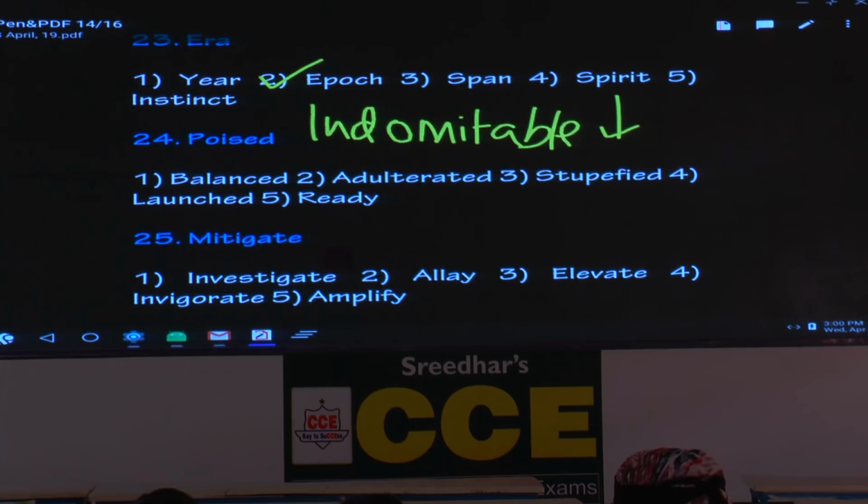Ready. So the sentence says the banking sector is poised for more challenges. So ready for more challenges. So what is the answer here? Ready for more challenges. Not balanced. It is the fifth option. How many of you have got this one right? That's very good.